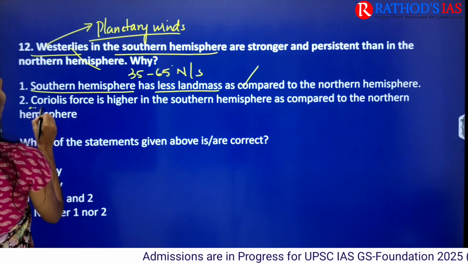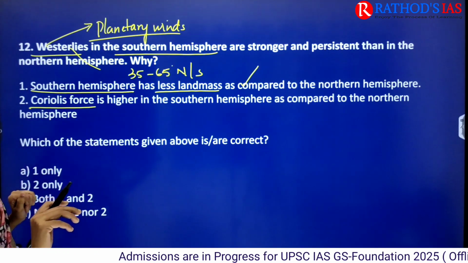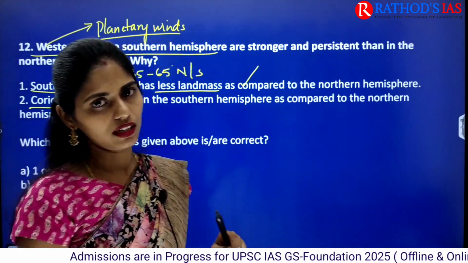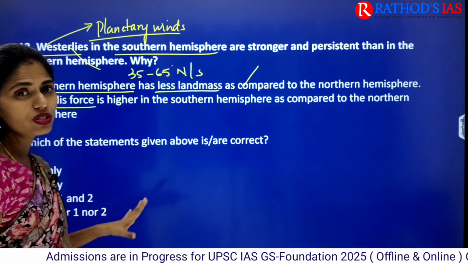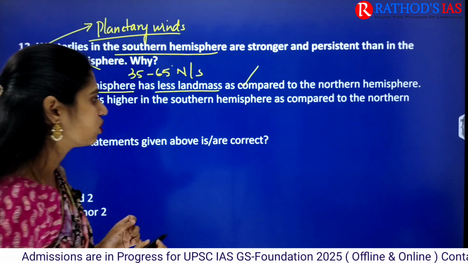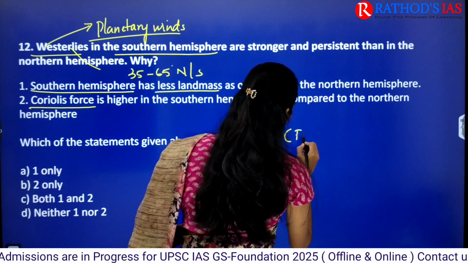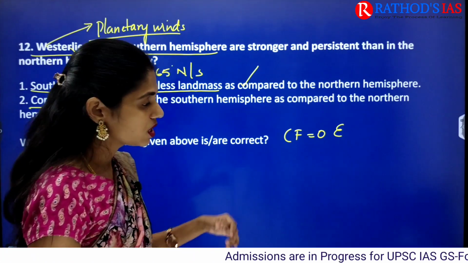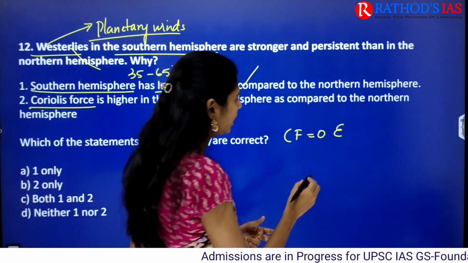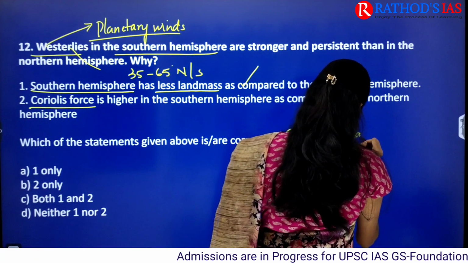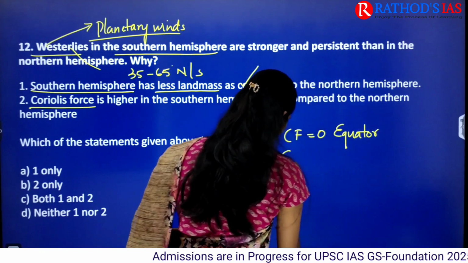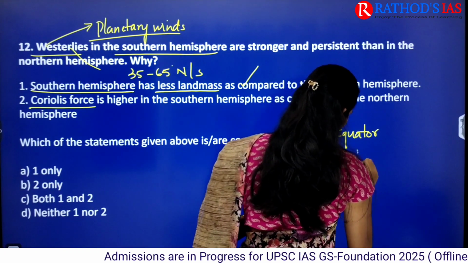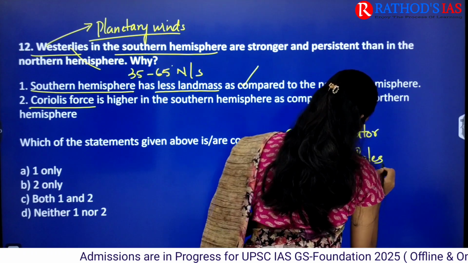And next one is Coriolis force. Coriolis force is nothing but the force which is created because of the rotation of earth. And you have to know some interesting facts regarding this Coriolis force. Coriolis force is equal to 0, so there is no Coriolis force at the equator. And where is this Coriolis force maximum? It is maximum at the poles.